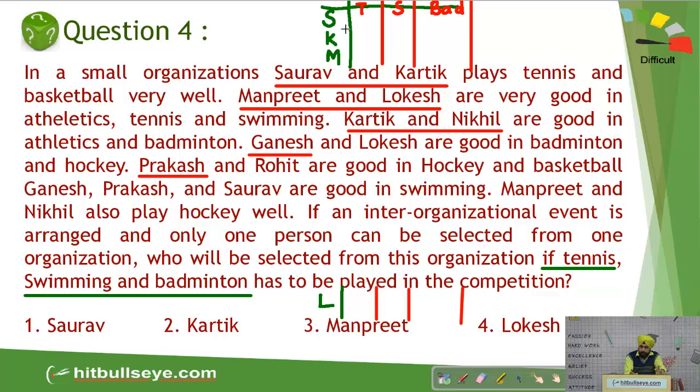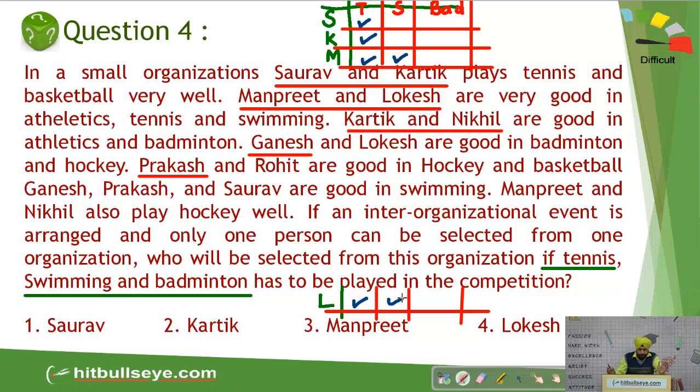So students, let's make horizontal lines here as well. They all play tennis. The 2 people named Saurabh and Karthik both play tennis, so we put a tick here. Then Lokesh and Manpreet are in athletics. We don't need tennis and swimming, so tennis and swimming, Lokesh and Manpreet, they both. Then Karthik and Nikhil. We only need Karthik, good in athletics and badminton. So for Karthik, we put a tick in badminton.